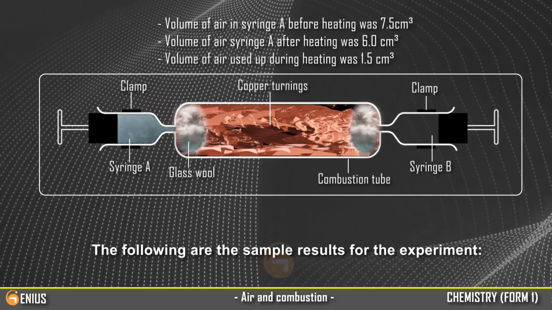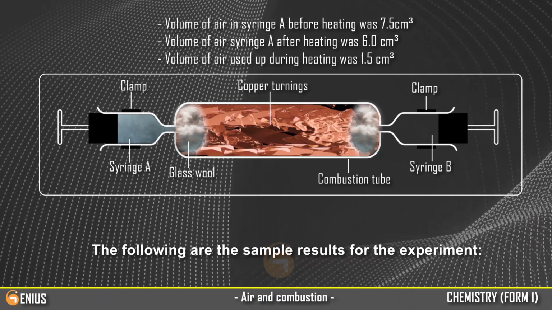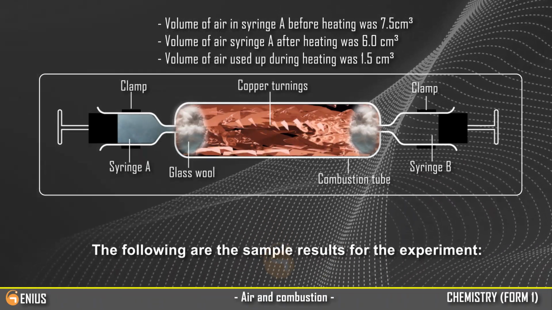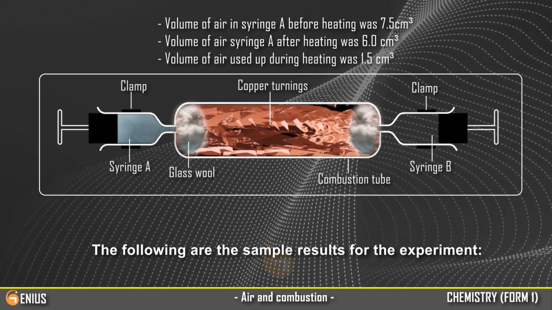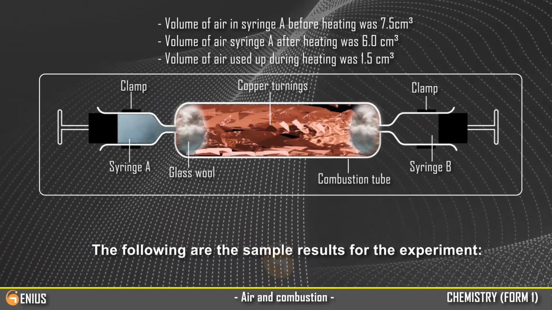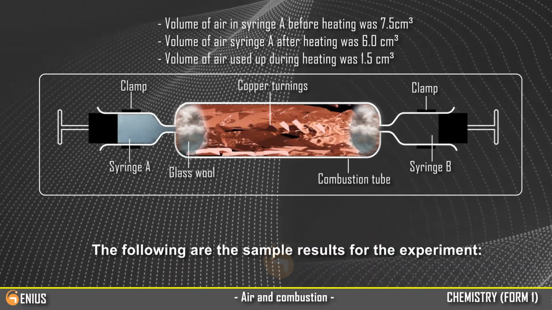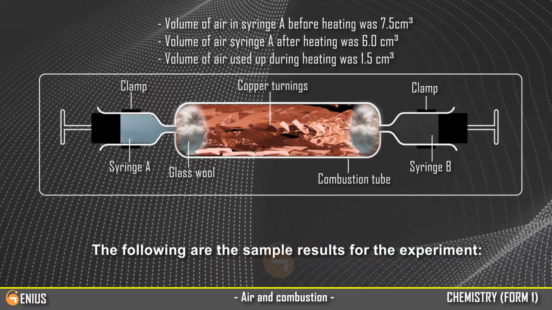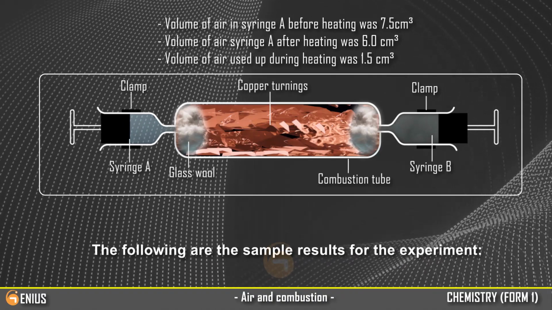The volume of air in syringe A before heating was 7.5 cubic centimeters. The volume of air in syringe A after heating was 6.0 cubic centimeters. The volume of air used up during heating was 1.5 cubic centimeters.